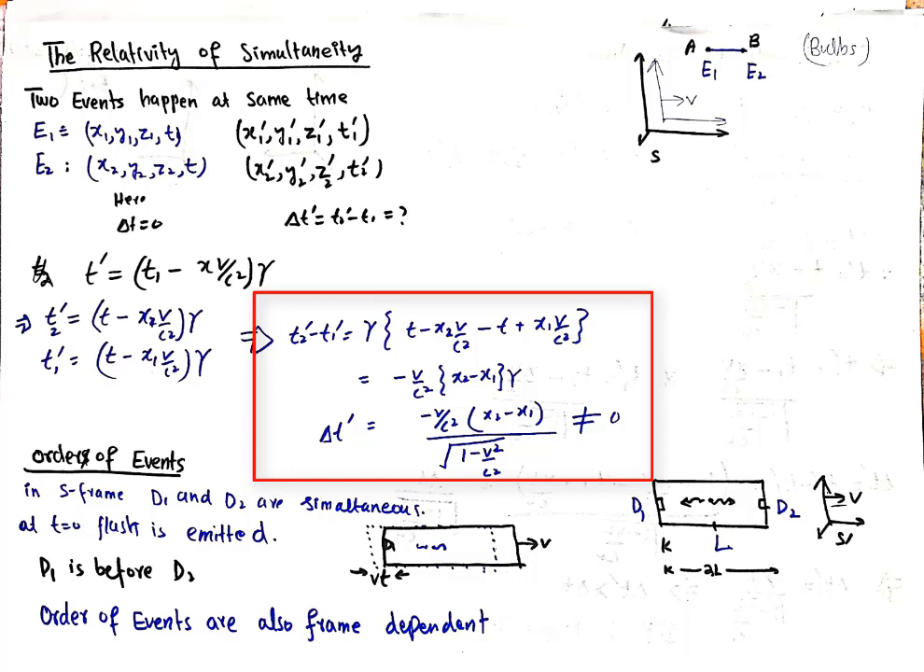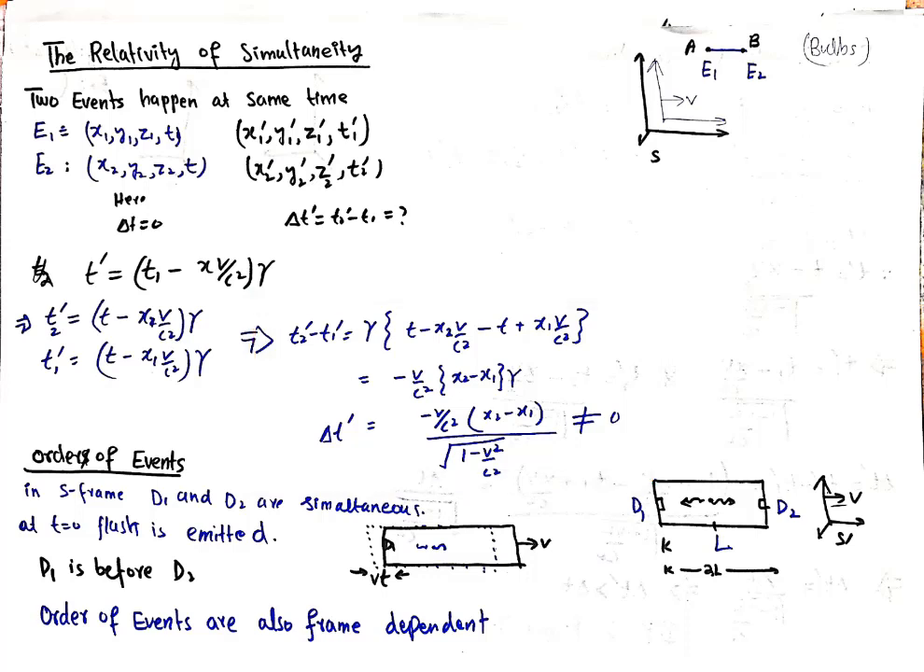Now that is an interesting thing. Simultaneous events in one frame are not simultaneous in another frame. But if x2 minus x1 becomes 0, then this factor becomes 0. That means that if in the S frame two events are happening at the same location at the same time, then these two events will be happening at the same time in another frame. That is the only possibility for simultaneity in the other frame.